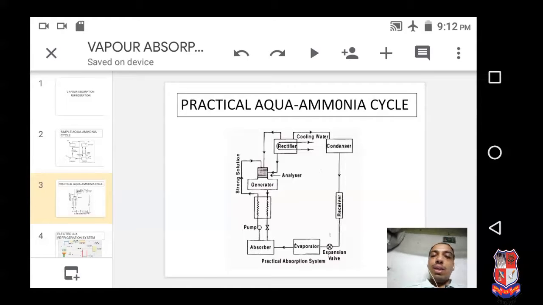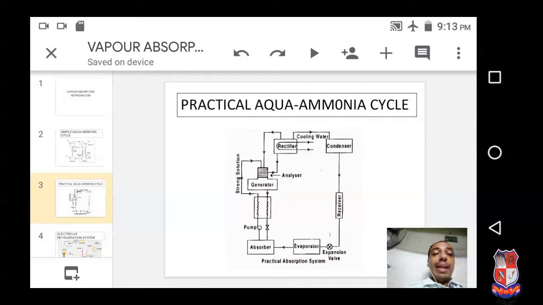Remaining all parts and the whole process are the same, but the first one, the simple aqua ammonia cycle, is not practical. It is just theoretical, like a Carnot cycle. The second one, the practical aqua ammonia cycle, can be used by you, and it can be used in well known industries where its applications are available.